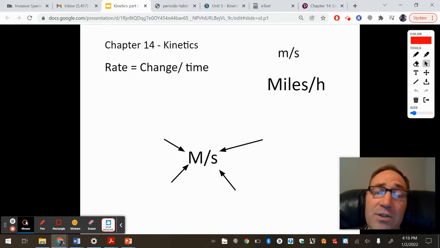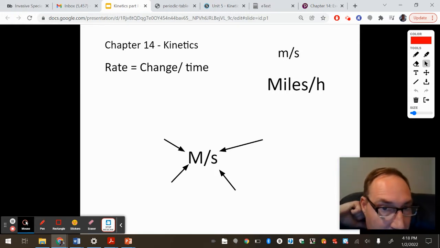So this is chapter 14. Hopefully you have finished your outline for that, and hopefully finished the online quiz. I did check, and so far our average score is 88%, which I am down for.